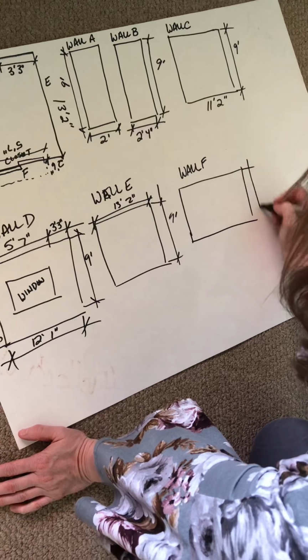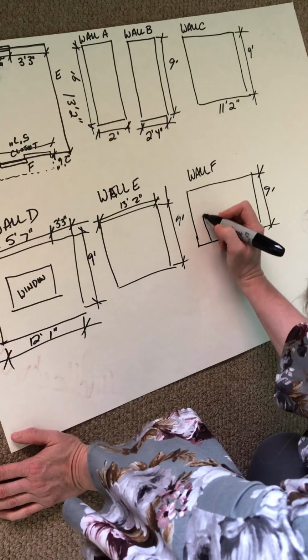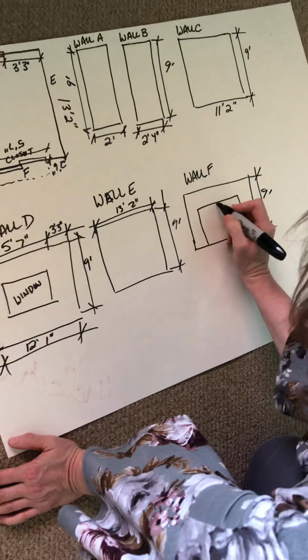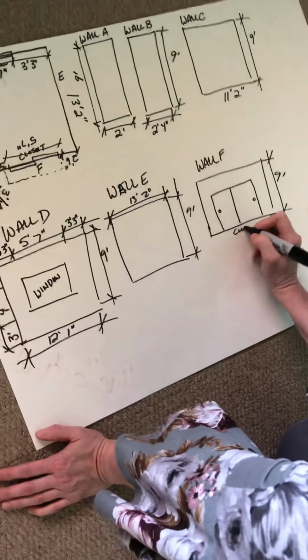You've got your 9 feet height. We have the closet that's in the middle, and we can just show it like this. Here's like the little closet handles, right? You can write closet.